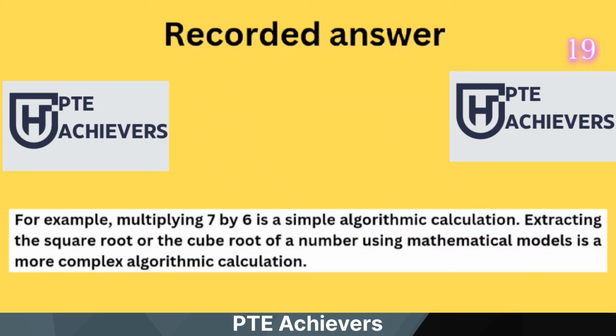For example, multiplying 7 by 6 is a simple algorithmic calculation. Extracting the square root or the cube root of a number using mathematical models is a more complex algorithmic calculation.